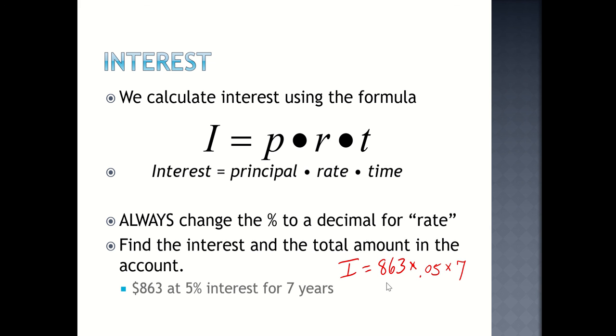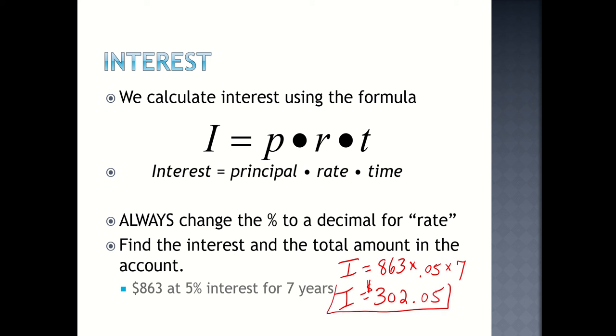And we end up with 863, our principal, times our rate, 0.05, that's 5%, times 7 years. And just go to the calculator now. And we earned an interest of $302.05. So interest equals $302, always round to the nearest penny in this situation, and 5 cents.